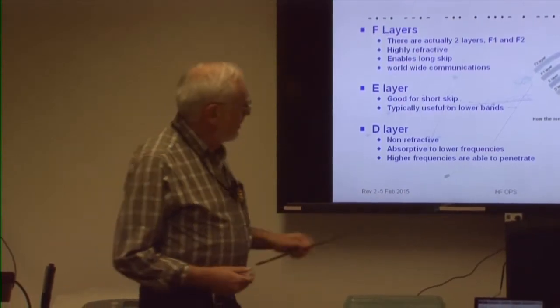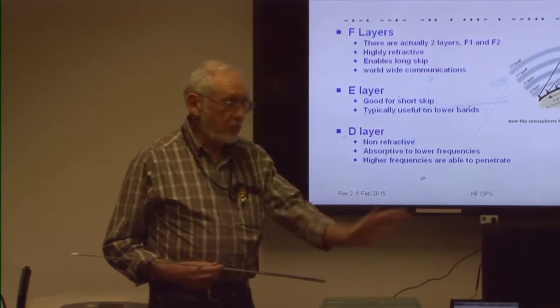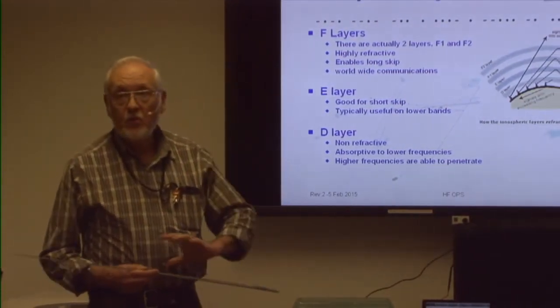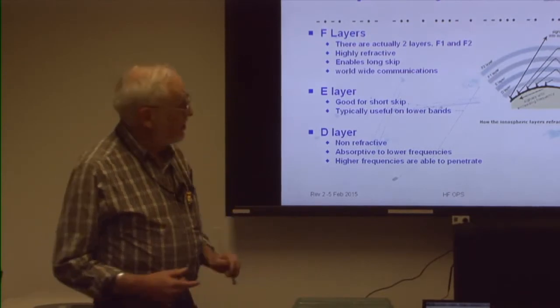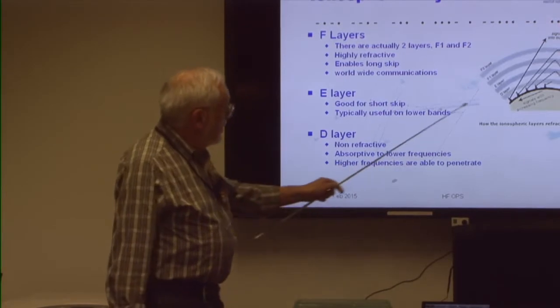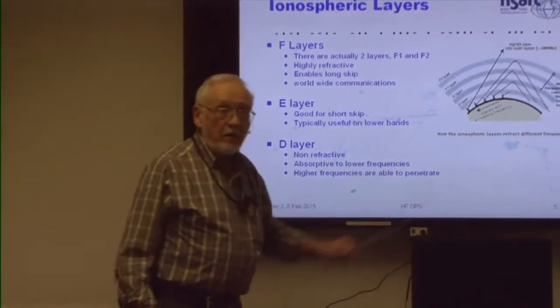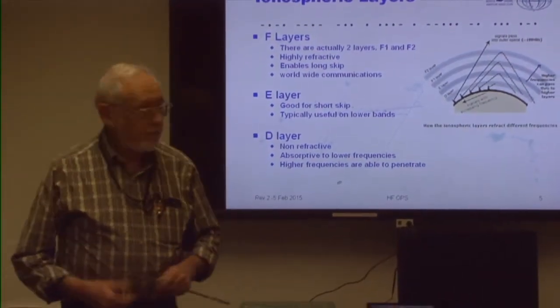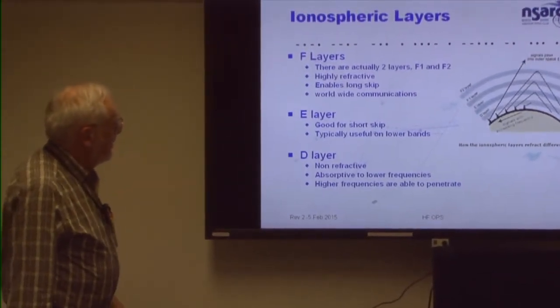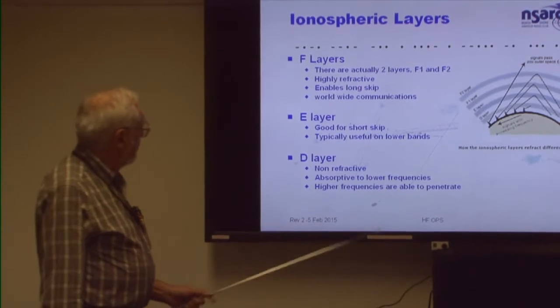At night, we find that the D layer actually disappears. It recombines, and there is no D layer. And so there is no absorption, which means that even at the lower frequencies, they will be refracted off the E layer, and so we hear distant stations. So we're not much interested in the D layer. It's just, from our perspective, a bother.